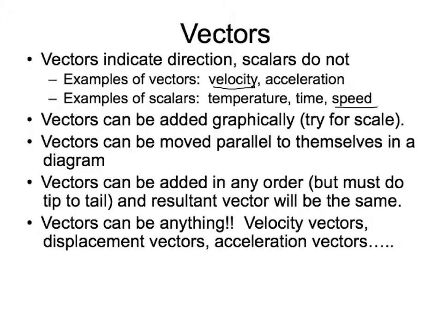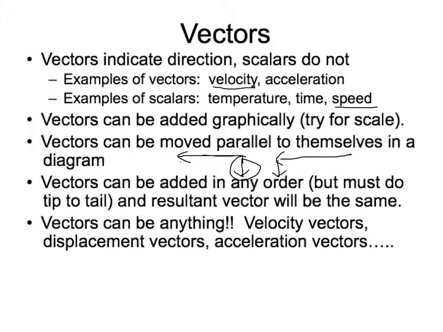We're going to try for scale. We'll try to make a 100-meter vector twice as long as a 50-meter vector, or whatever the vector happens to be. Vectors can be moved parallel to themselves in a diagram. So for instance, if I were going to add these two vectors to each other, I actually can't add them that way. I have to do tip to tail, and we're going to show that in just a minute. So what I could do is move this particular one right here over, and that's the proper way to add the vector. So I just moved this guy over parallel, and that's fine.